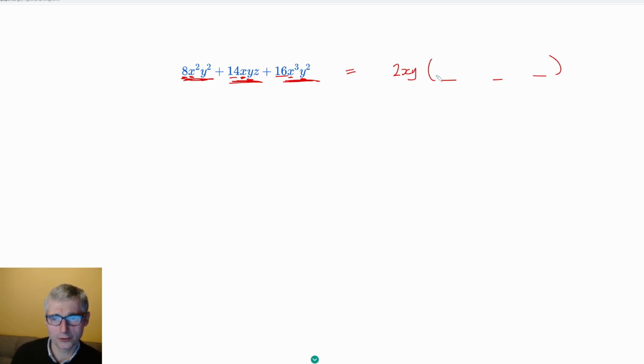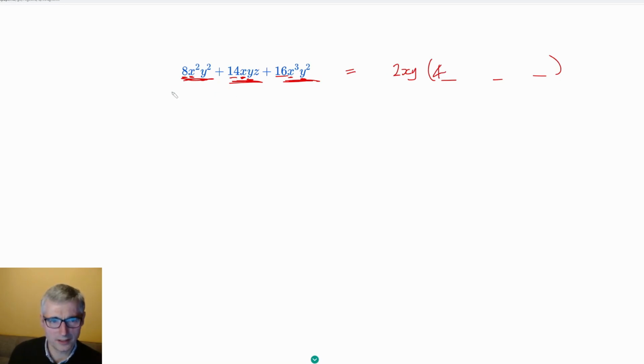So the next thing we need to do is work out what's going to be inside the brackets. So we're going to look at each bit separately again. We're going to look at the number part. So for the 8x squared y squared, we need to multiply the 2 to get to 8. So we need a 4 there.